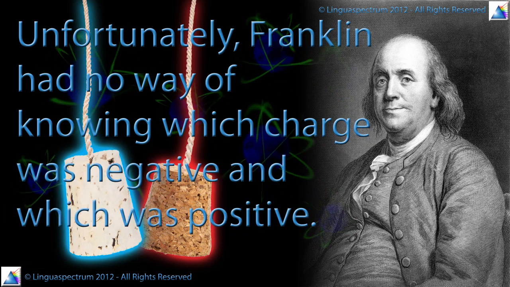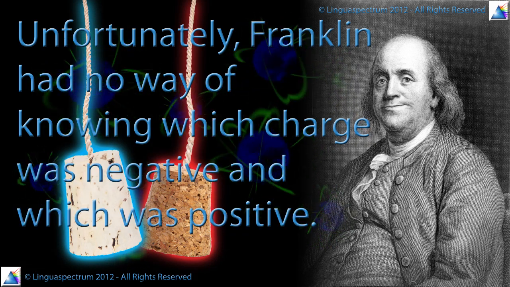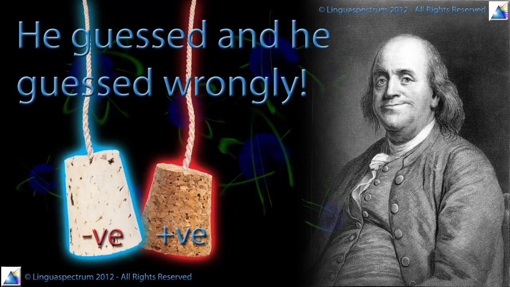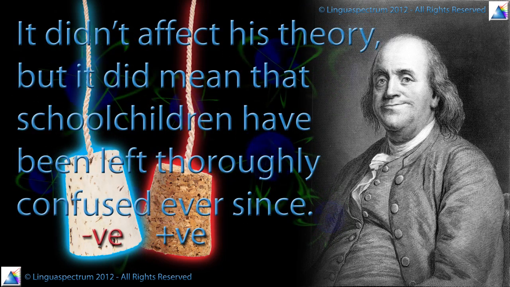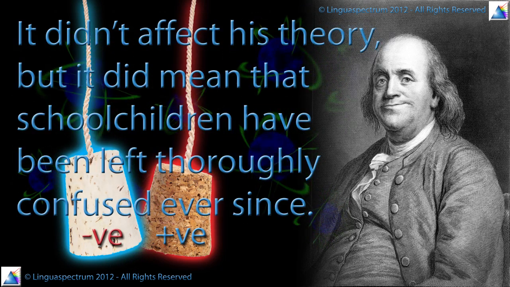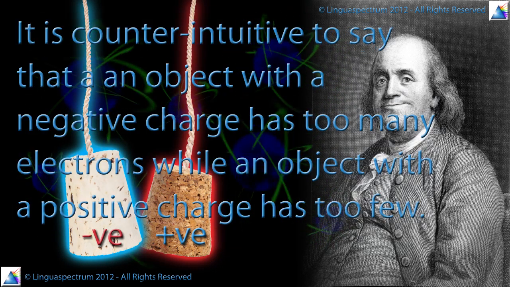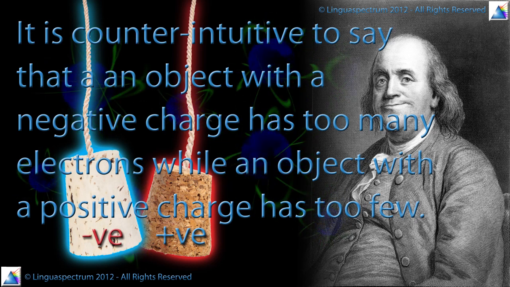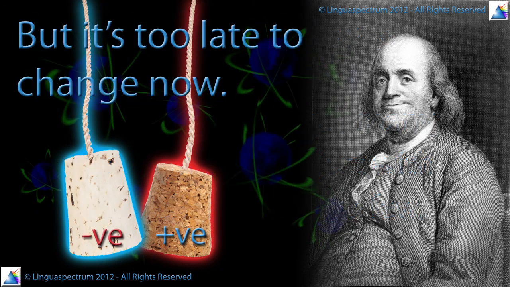Unfortunately, Franklin had no way of knowing which charge was negative and which was positive. He guessed, and he guessed wrongly. It didn't affect his theory, but it did mean that school children have been left thoroughly confused ever since. It's counterintuitive to say that an object with a negative charge has too many electrons, while an object with a positive charge has too few. But it's too late to change now.